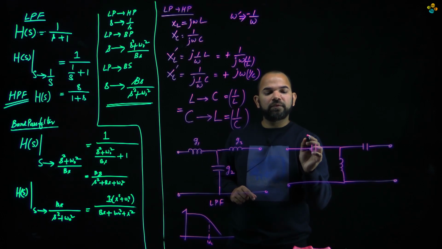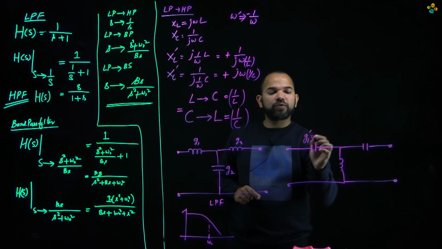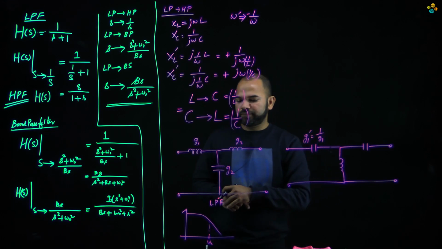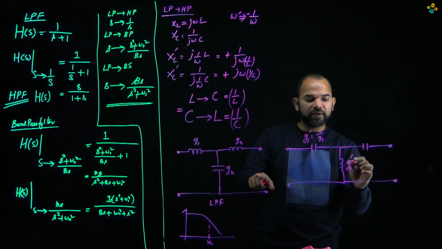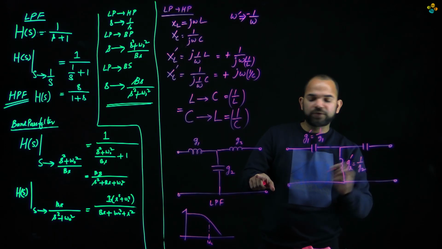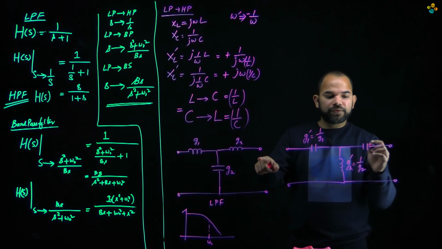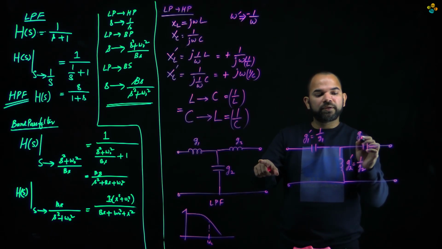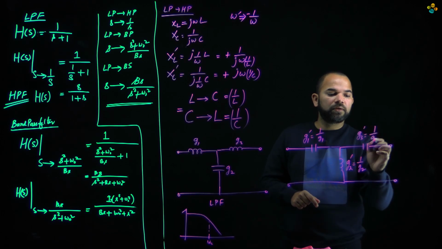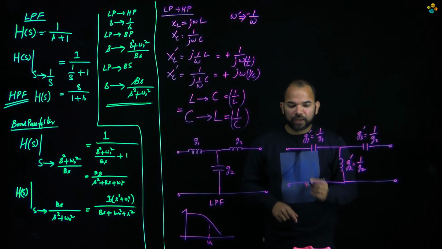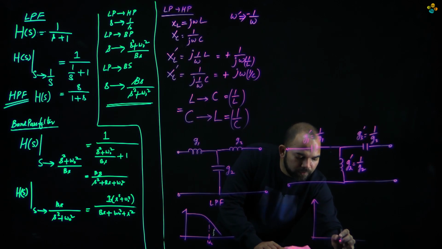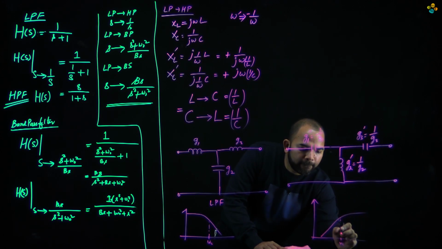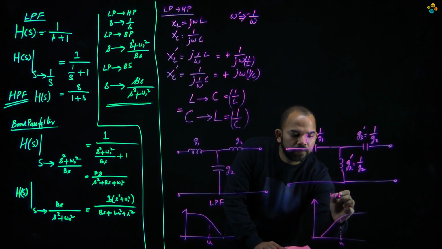This G1 dash would be 1 over G1. This G2 for the high pass filter would be 1 over G2. And this G3, a capacitance, G3 dash is going to be 1 over G3. And this will have a response somewhat like this. So this is the high pass filter.